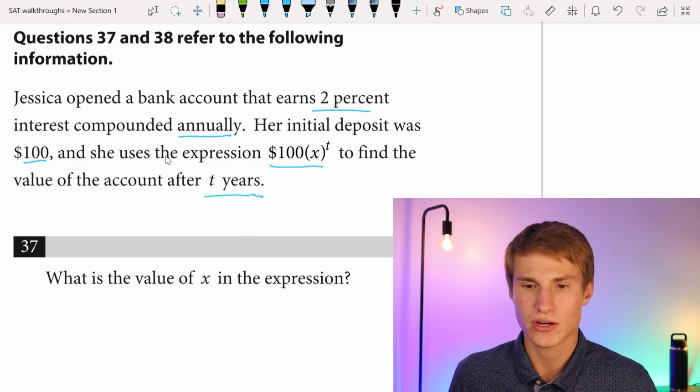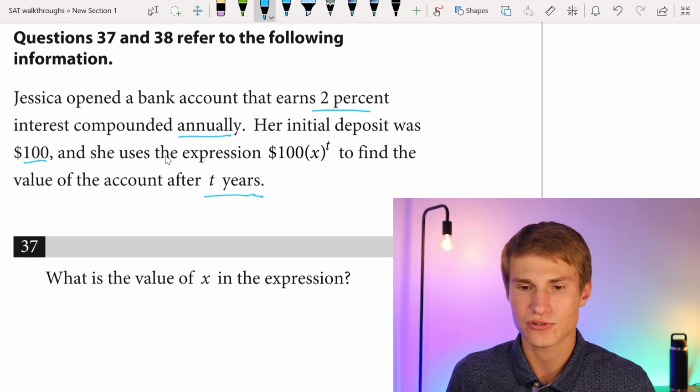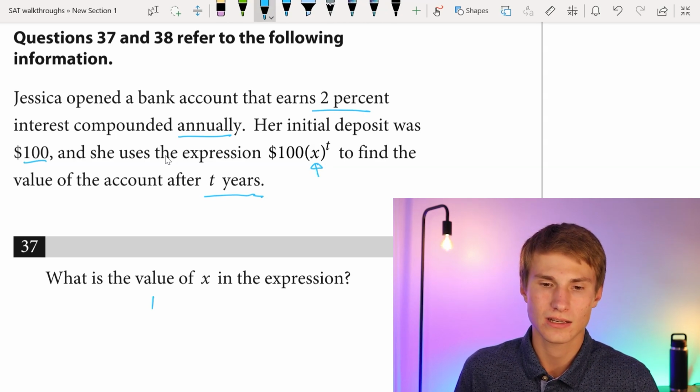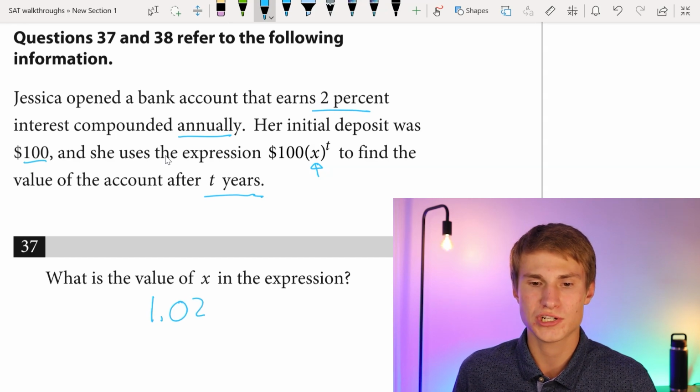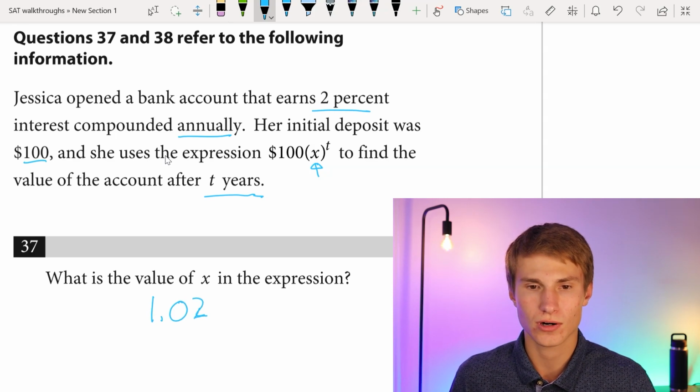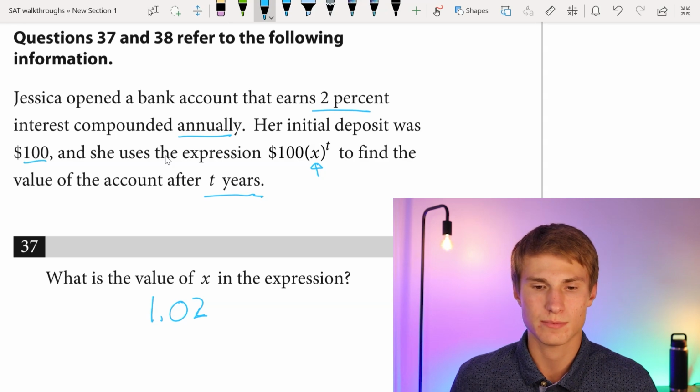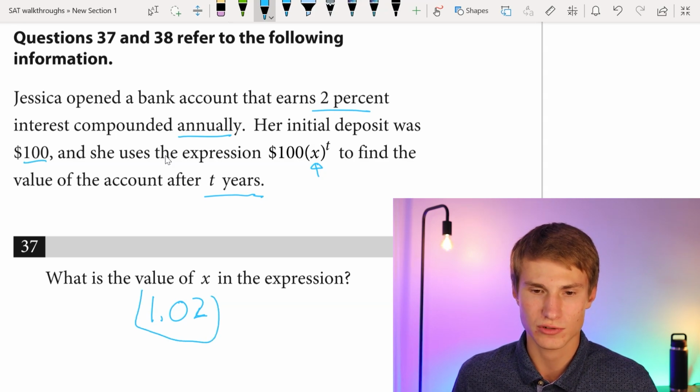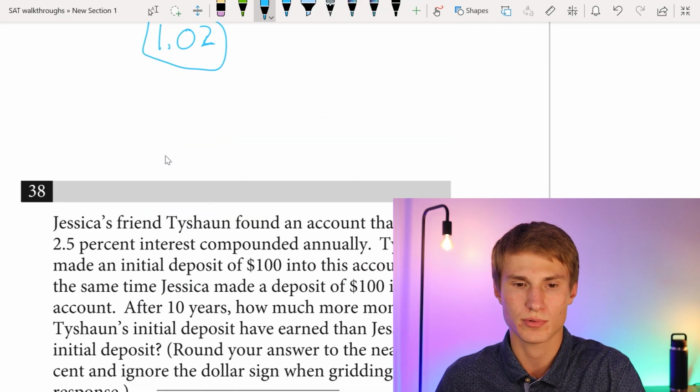Well, x is going to be her interest. Okay, she's gaining 2% interest compounded annually. Therefore, x is going to be 1.02. Each year that goes by, the value of her money is going to increase by 2%. So the value of x in this expression will be 1.02 since her interest rate is 2%.